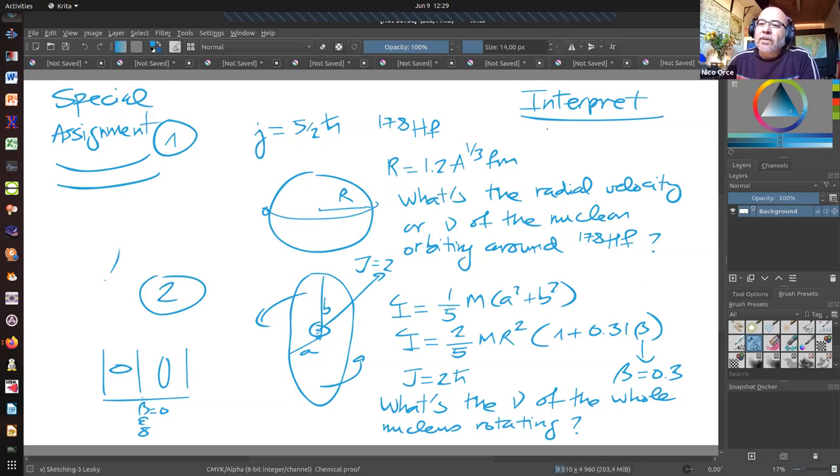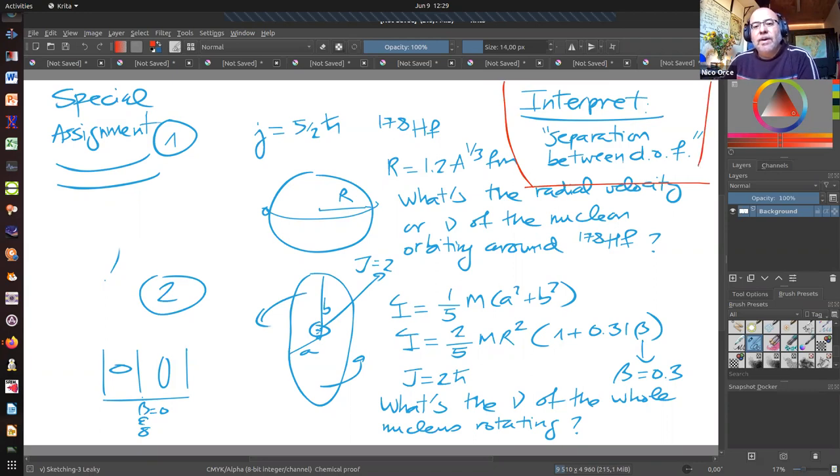And understand this term, separation between degrees of freedom. So interpret, but interpret in the sense of what is the separation between degrees of freedom. So you have a couple of days to prepare a beautiful interpretation to solve the problem, and then tell me what you see.